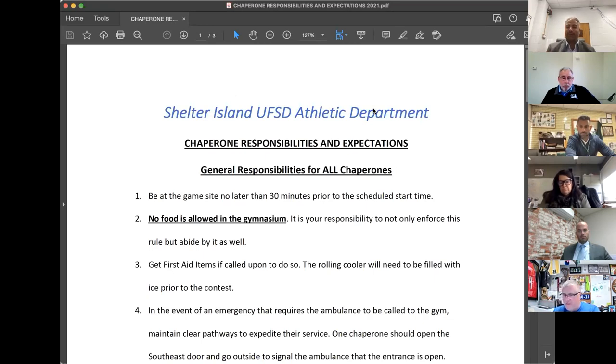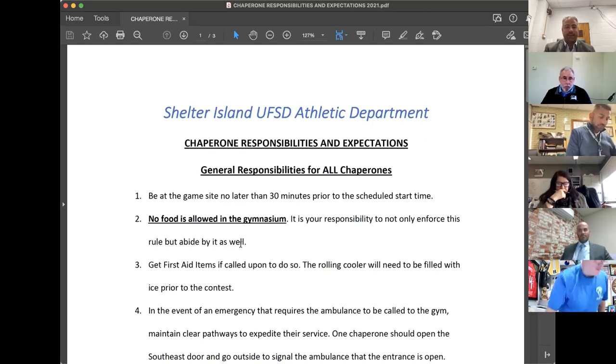But I had chaperones at the table. So we had the whole thing, no food in the gymnasium, and our folks were stopping it at the doors. But then I'd have a guy at the scorer's table sitting there the whole time. It was nuts. So we had to add the second sentence: it's not only your responsibility to enforce it, but abide by it as well, because we're there to set the example.